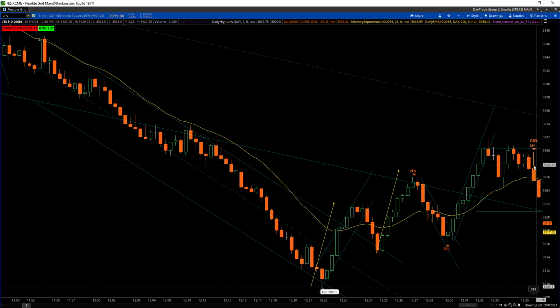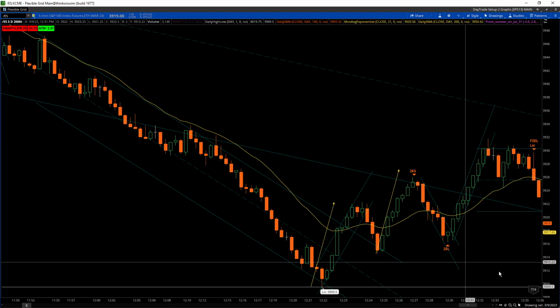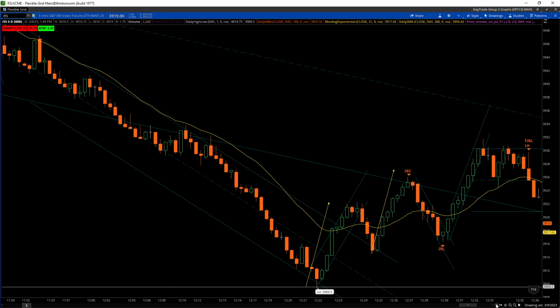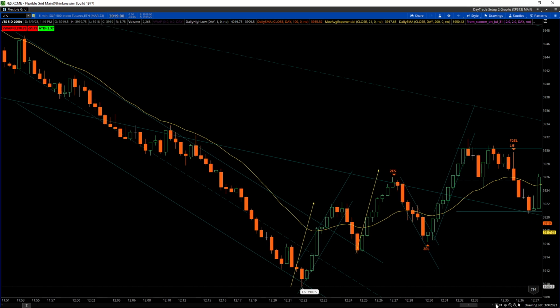It's also late in the day. It did close below the EMA and it is going with trend. So maybe if this had set up earlier in the day, something like this, I might have taken it, but not when there's only like 30 more minutes roughly in the regular trading hours.